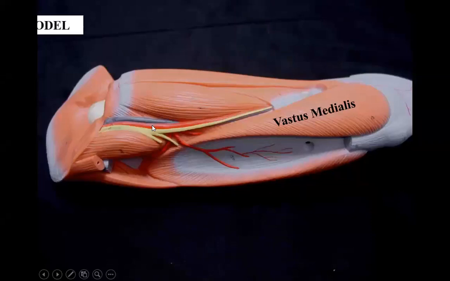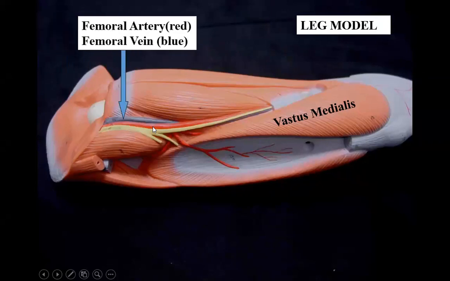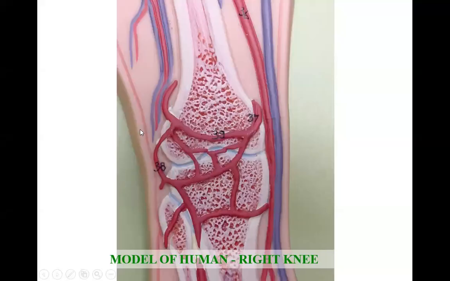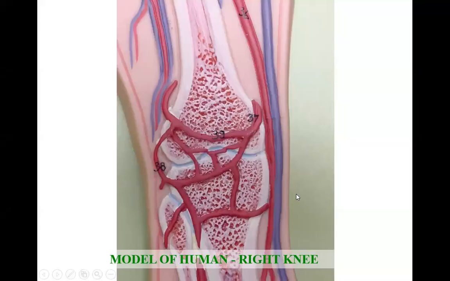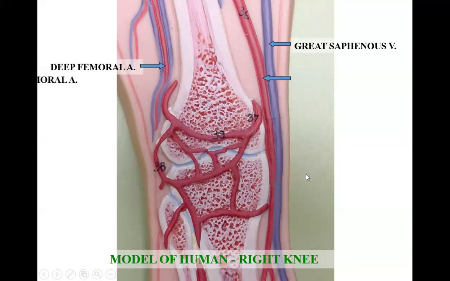So, okay, here's our leg. Here we can see the femoral artery and the femoral vein right there. Both very large. We're looking at the front; these are the quads right here. Now if we look at the knee, we can see the great saphenous vein on the medial side of the leg, the deep femoral artery and the deep femoral veins running beside it. Here is the femoral artery right next to the great saphenous vein as it goes by the knee.